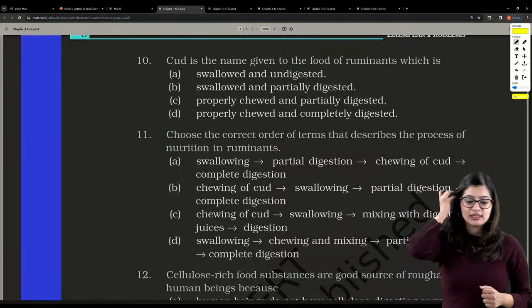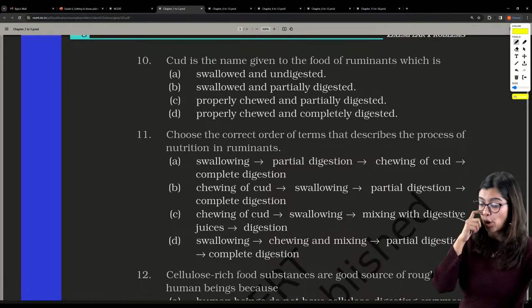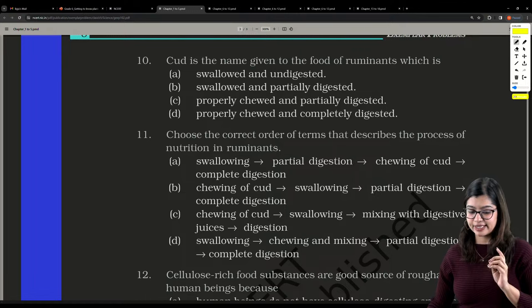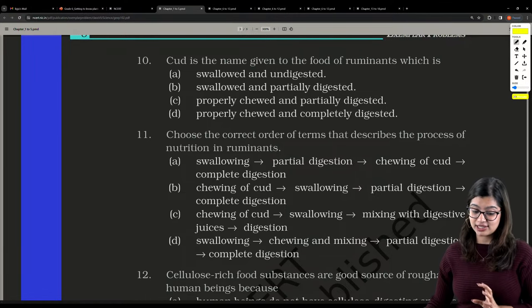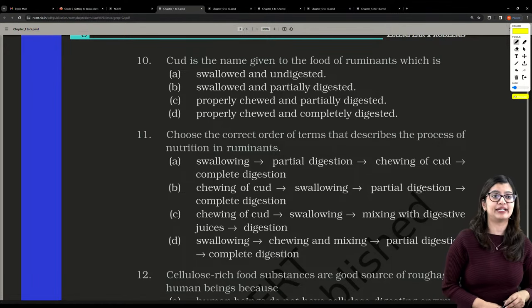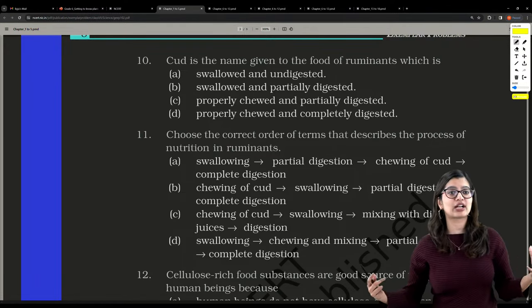Next up, cud is the name given to food of ruminants, which is dash. Swallowed and undigested, swallowed and partially digested, properly chewed and partially digested, or properly chewed and completely digested. Seher, this is for class 7.